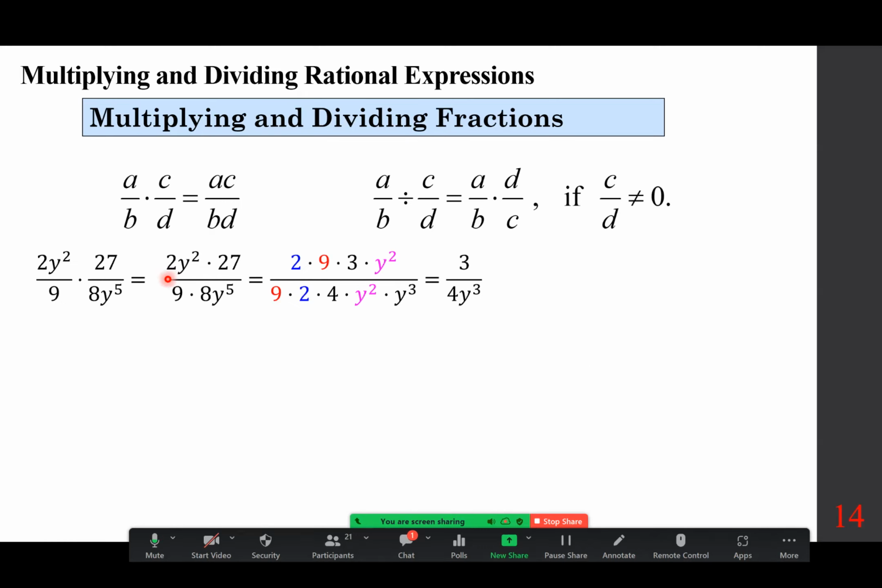The numbers are 2 and 27. You write the 27 as 9 and 3. The bottom is 9 and 8. You can write the 8 as 2 and 4. We have y squared here, so you can write y squared and y cubed.